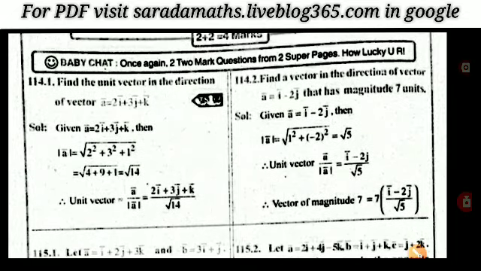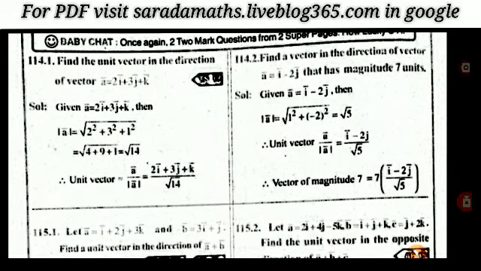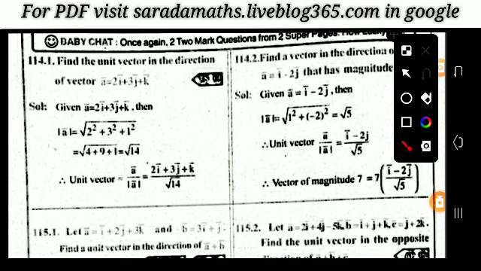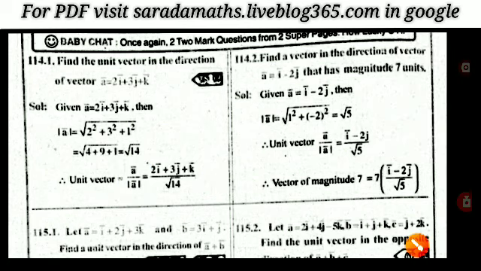So the questions from the matrices are completed. These are the questions from the addition of the vectors. So the first question, find the unit vector in the direction of the vector a bar is equal to 2i plus 3j plus k. Okay, unit vector of the given vector. The formula is a bar by mod a bar. Very, very easy question, but very, very important. Okay, see the next one.